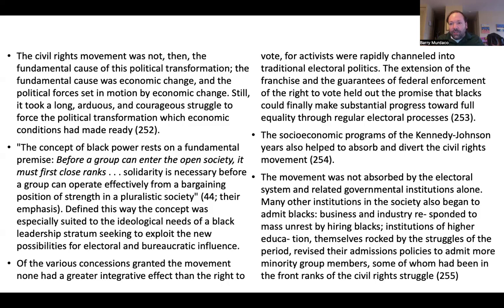There was never any real indication that this was a revolutionary movement or anything like that either. So they write here, the civil rights movement was not then the fundamental cause of this political transformation. The fundamental cause was economic change and the political forces set in motion by economic change. Still, it took a long, arduous, and courageous struggle to force the political transformation which economic conditions had made ready.